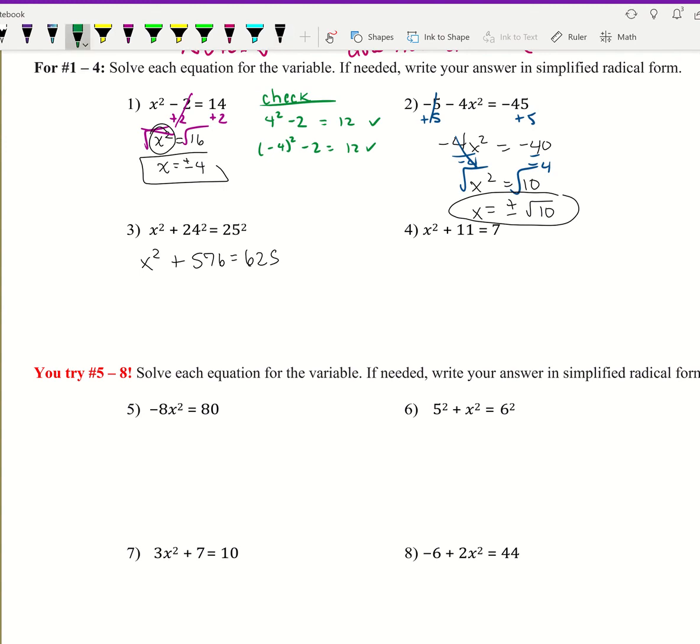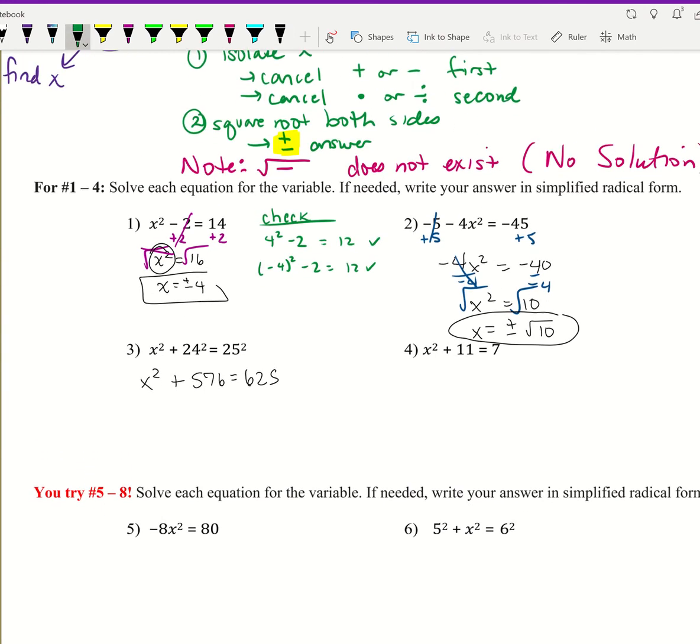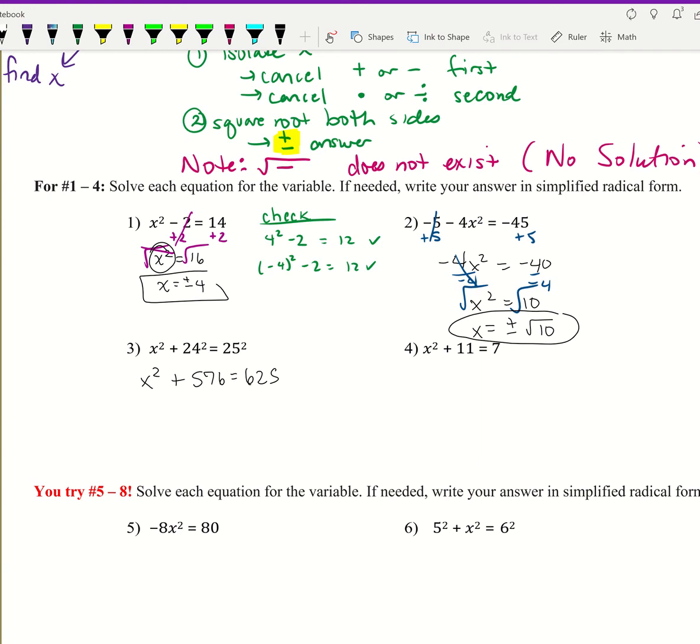Now what I'm going to do is start with step 1. I just didn't like the way it was written, so I added in a step. I'll cancel any addition and subtraction here first. And so then x squared is equal to 49. And when I square root both sides, don't forget the plus or minus. X is either positive or negative 7. The square root of 49 is 7 because 7 times 7 is 49.